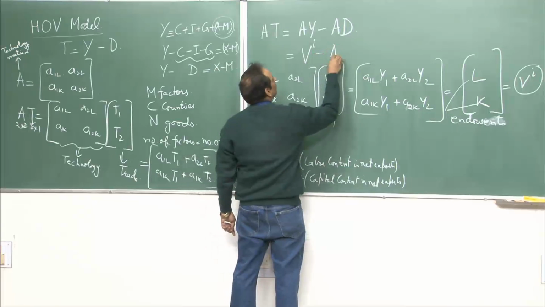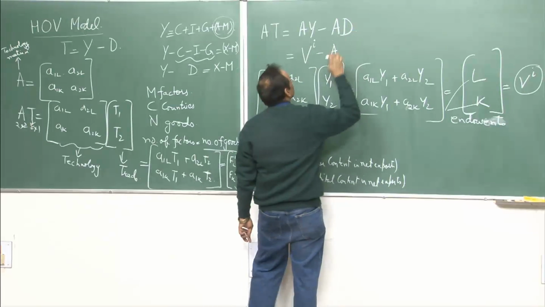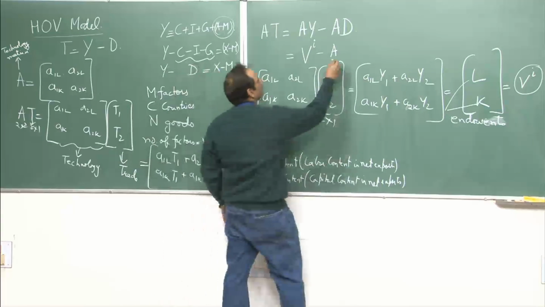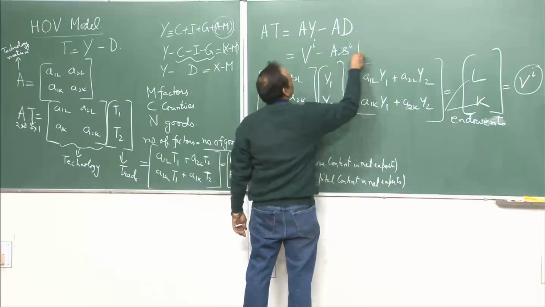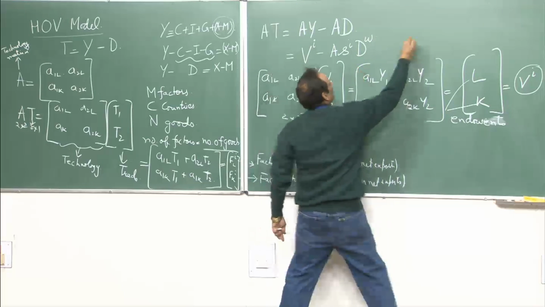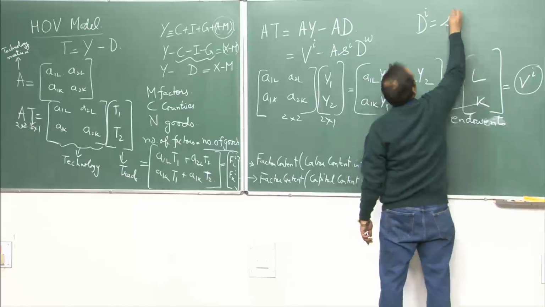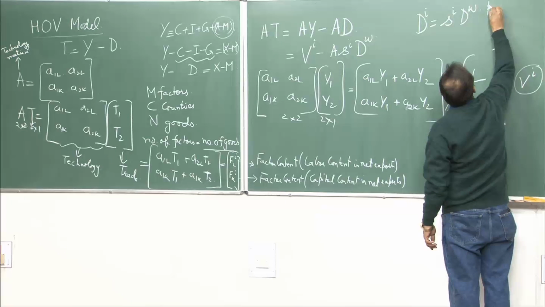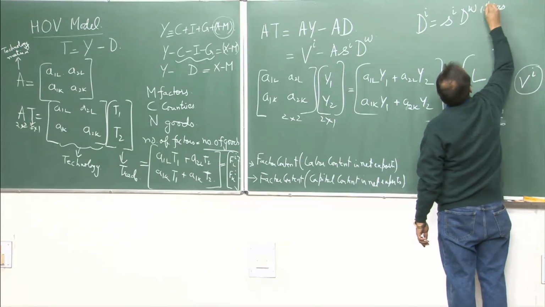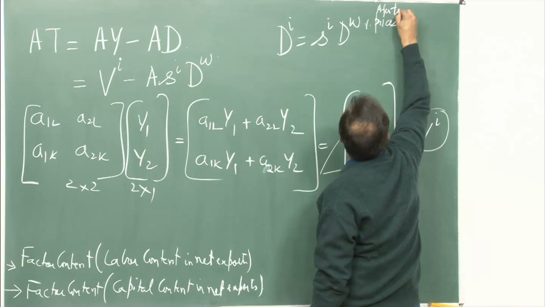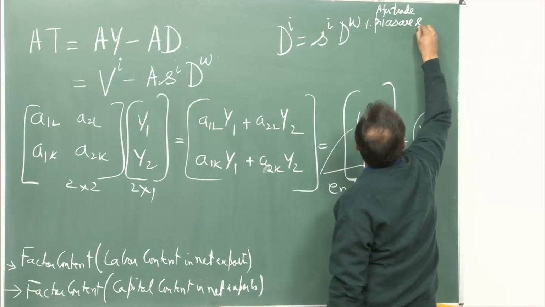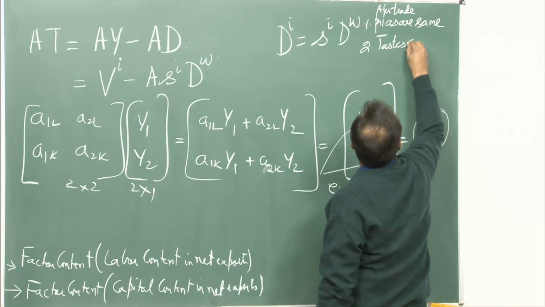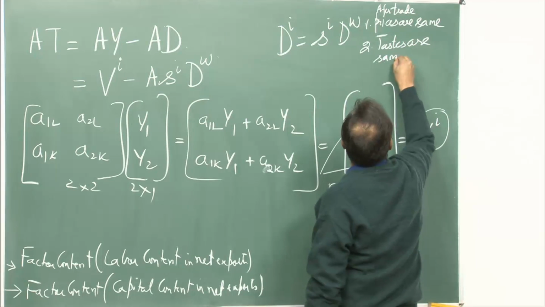So, AY would give you Vi minus AD. Now, this is the demand in country i, Di is Si times Dw. Now, we have assumed certain things. After trade, prices are the same. Second, tastes are the same and homothetic.